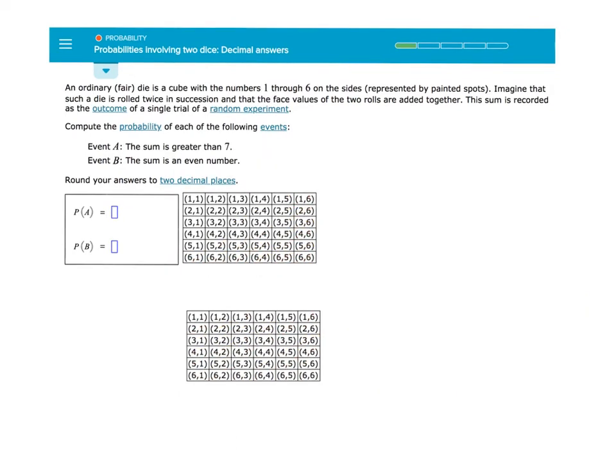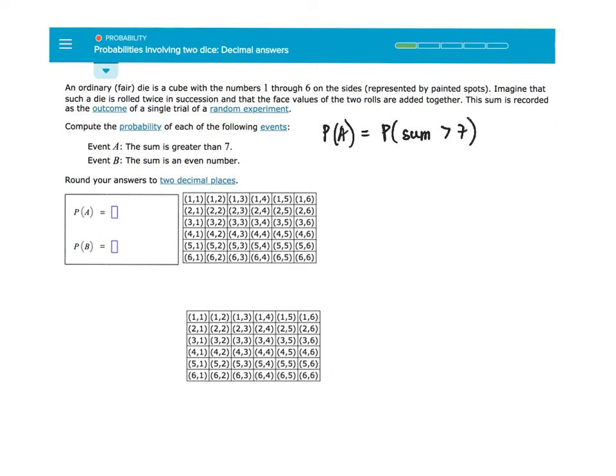Here is another example. The story is the same, events are described differently. So I'm not going to read through the directions again. They're identical to the previous slide. Just let's take a look at what we're asked to find. Event A, the sum is greater than 7. So probability of A is same as probability of the sum being greater than 7.